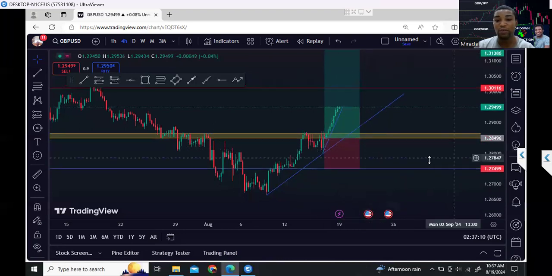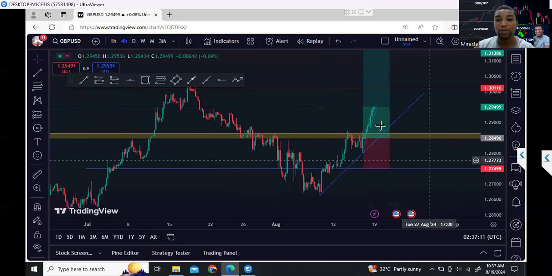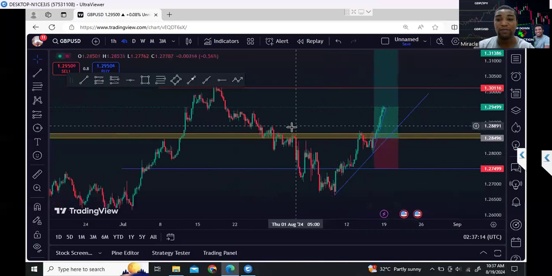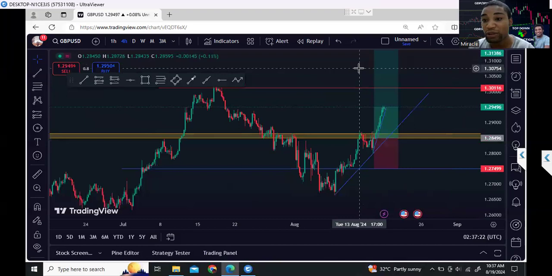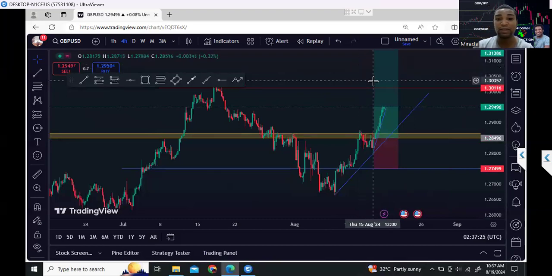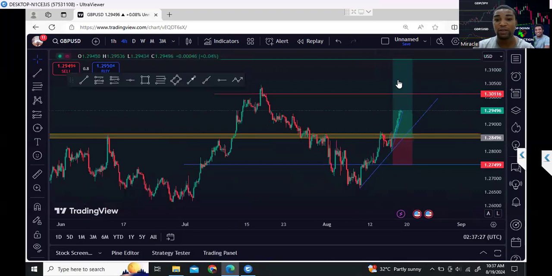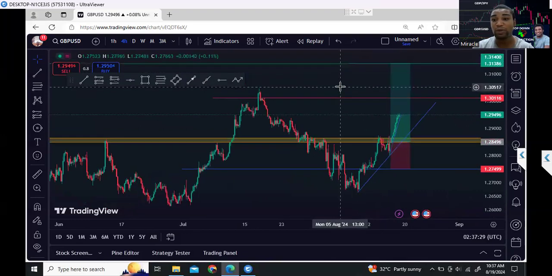So if the consolidation has happened here, my first level target for GBP USD is going to be at the 100% retracement. And the 100% retracement of this move is going to be 1.30116.